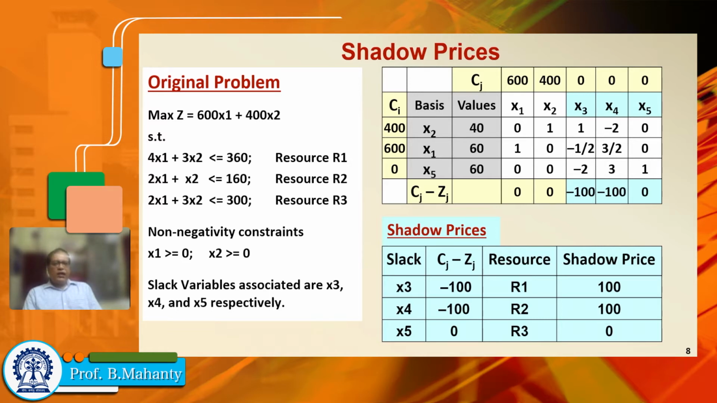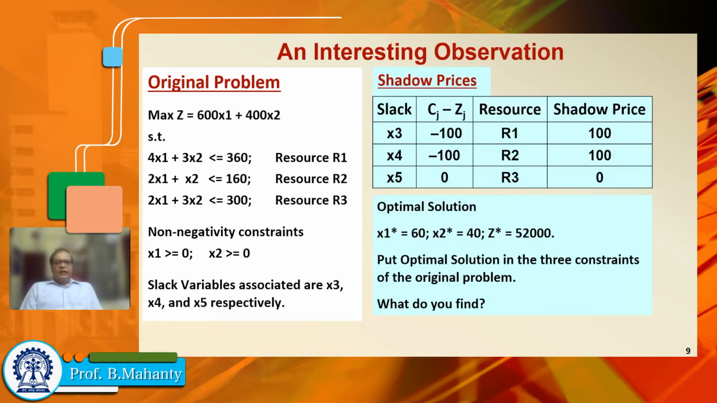All right, so what are shadow prices? I think you are very clear. Once again, let me repeat. The original slack variables from the original table, they will be only having the shadow prices, and these shadow prices are basically absolute values of the cj minus zj in the final table. Is it not? Who are having these shadow prices? The corresponding resources. Right.